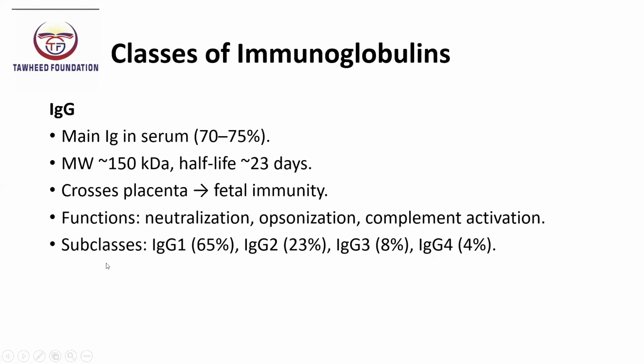There are four subclasses of IgG in humans, that is IgG1, IgG2, IgG3, and IgG4. These differ slightly in their heavy chain structure and functional properties. IgG1 and IgG3 are the strongest in complement activation and Fc receptor binding.